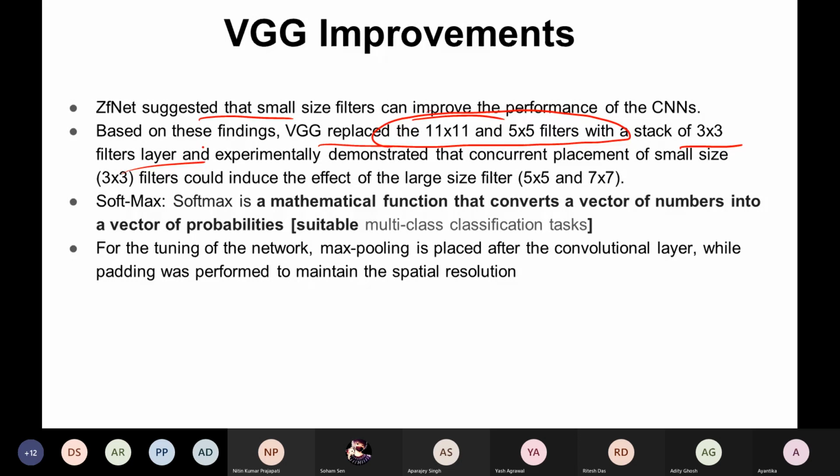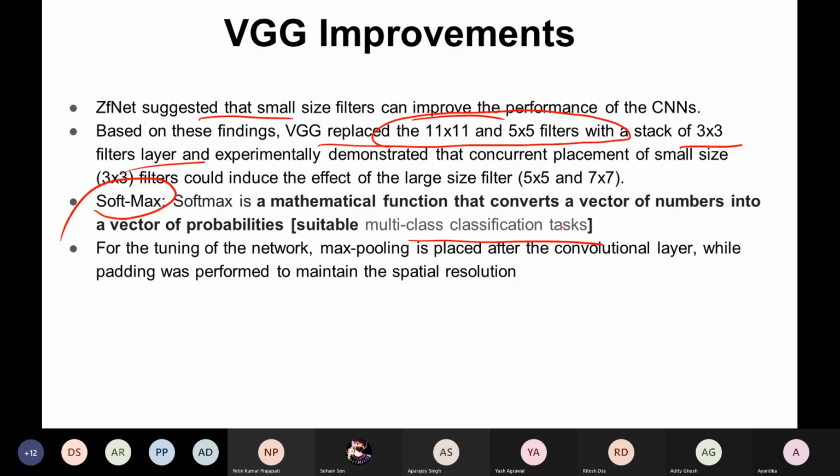Another improvement: AlexNet, used over LeNet, used the ReLU activation function. Here we are getting the softmax. The softmax, this mathematical function, you can think of as an improvement of argmax, where we are considering it suitable for multi-class classification tasks.